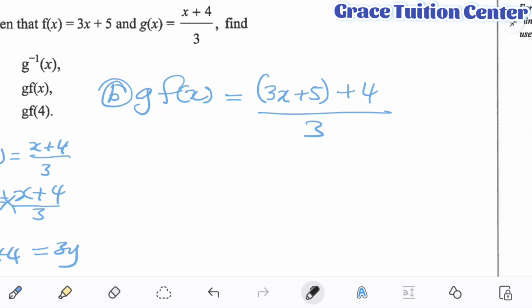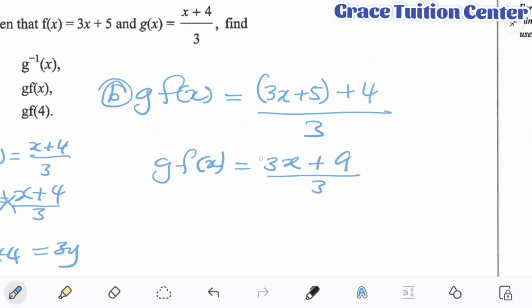I really hope that you understood, or that it makes sense to you. So let's go ahead and simplify this now. Well, 3x plus 5 plus 4, the coefficient there is 1, so this just remains the same. So we have 3x on top there, plus 5 plus 4, 9, over 3. So this is our gf of x.